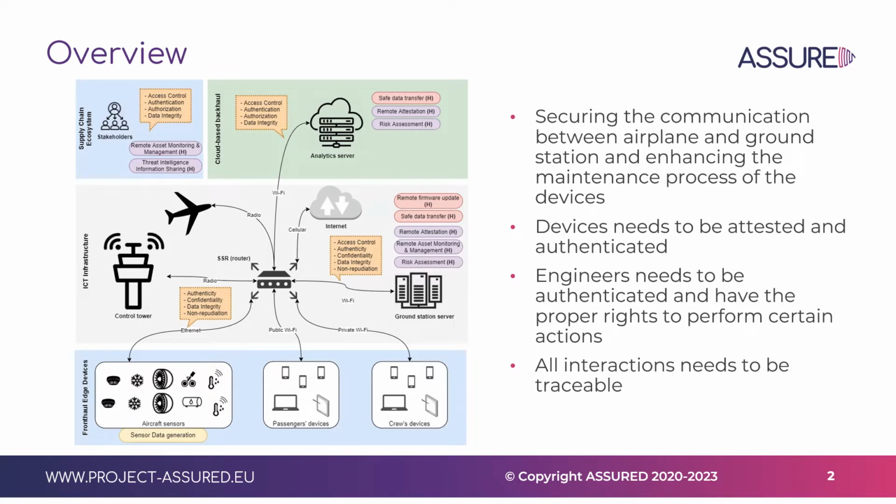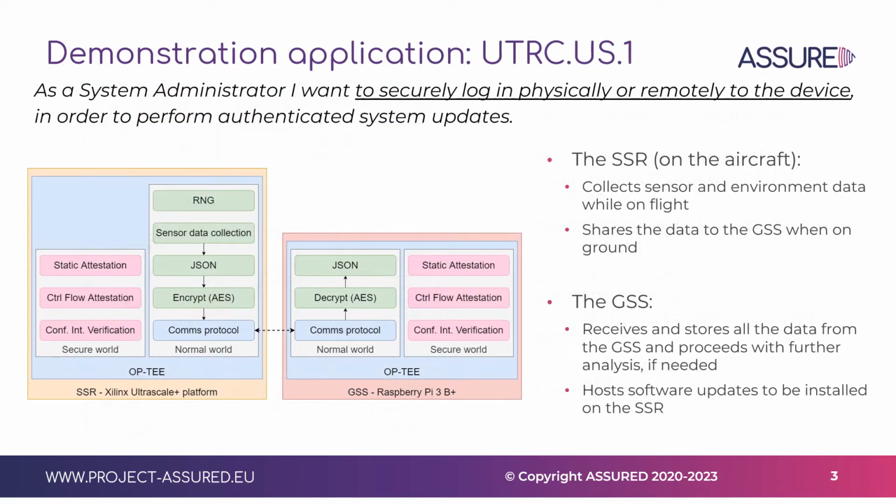Within this project, we are focusing on increasing the remote capabilities between the devices and all the actions that involve them. As a consequence, all the communication needs to be secure, the engineers need to be properly authenticated, and the device needs to be attested. For this demonstration, we will focus on the initial steps of user story number 1, where an authenticated engineer would like to perform a remote update on the SSR from the ground station server.